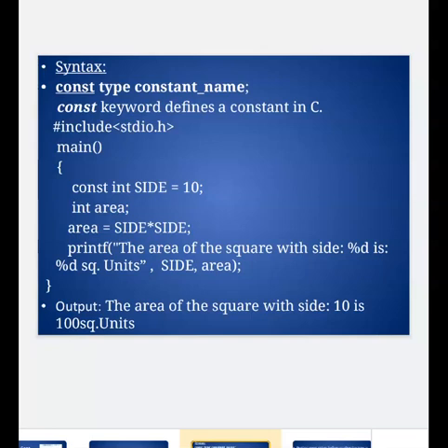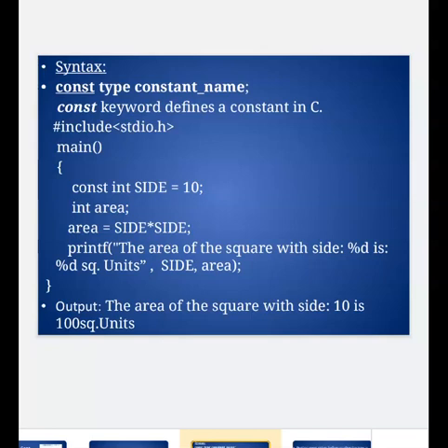Okay, here there is a simple program to calculate the area of a square with a given side. Here the side is declared as a constant of integer type. A value 10 is assigned to it, and the area is calculated, and the output is generated as: the area of the square with side 10 is 100 square units. It's a very simple program.